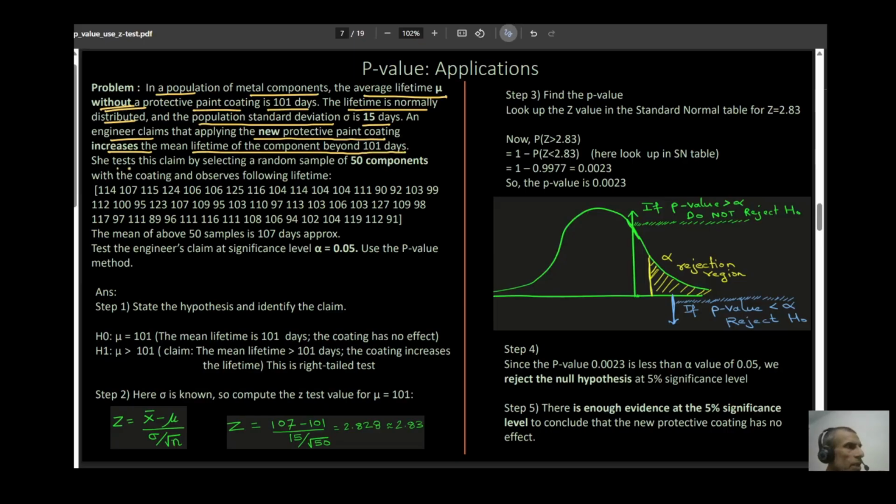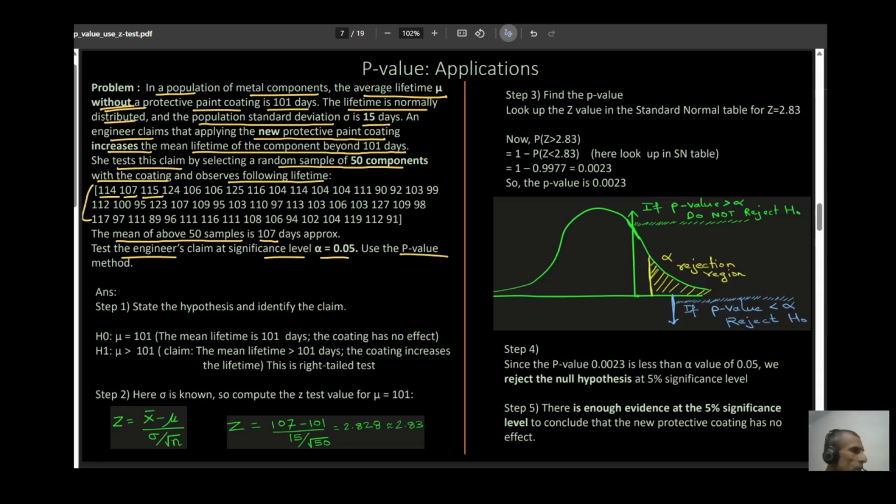So what she does, she tests this claim. She selects a random sample of 50 components with the coating and observes the following lifetimes. So one of them lasts 114 days, the other one lasts 107 days, and 115 days, and so on and so forth. She calculates the mean of this, and the mean of the above 50 samples comes out to be 107 days approximately. So test the engineer's claim at a significance level alpha equal to 0.05. Use the p-value method over here.